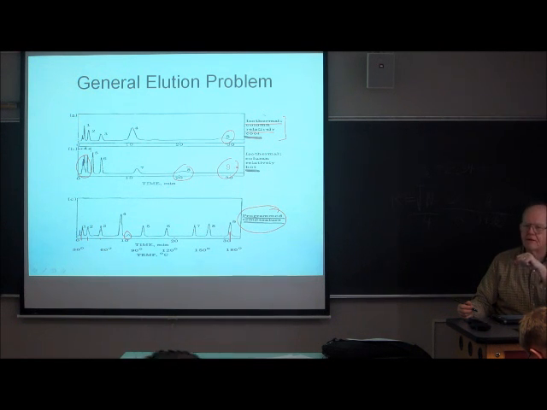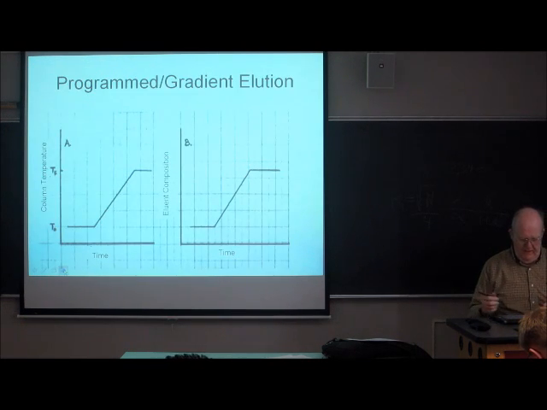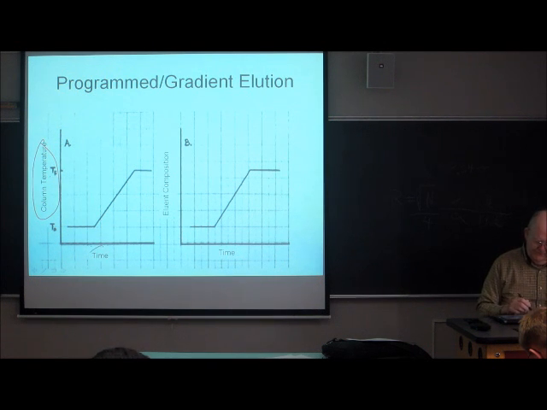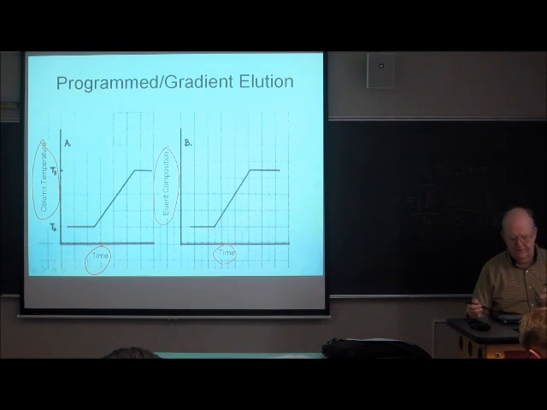In liquid chromatography, that's not called solvent programming, it's called gradient elution. Don't ask me why they decided to change the name. It's the same concept. So we either vary the temperature as a function of time in GC, or we vary the eluent composition as a function of time in LC.